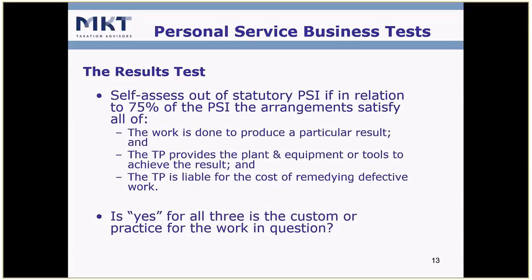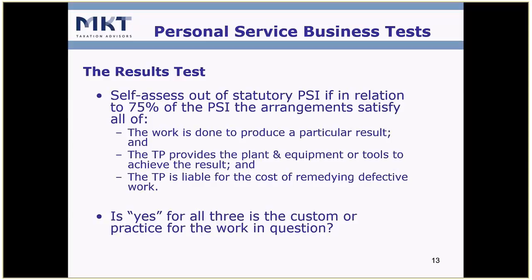Doesn't matter how little those tools need to be. If it's just a laptop or a calculator and a pen, as long as whatever's required, they provide. So if the contractor comes in to prepare the accounts and the tax return, that's the result, but then they get to use all of the equipment of the firm, then they're not going to pass the results test. So that's not going to work.